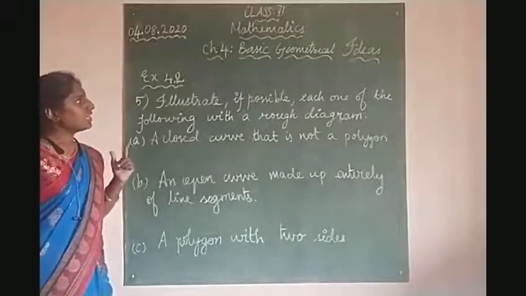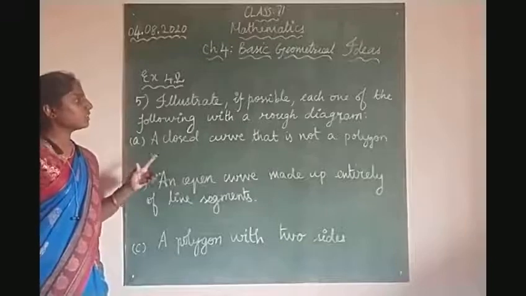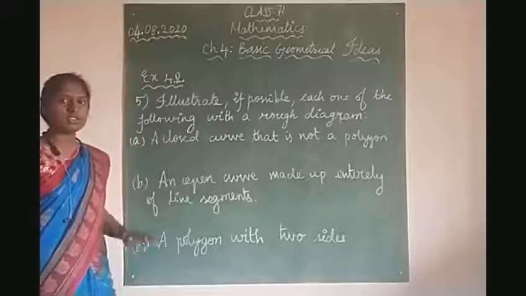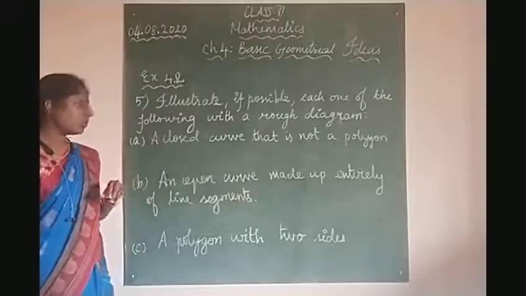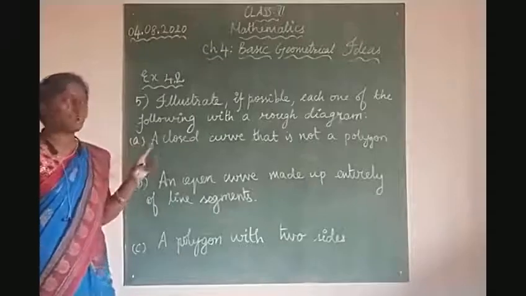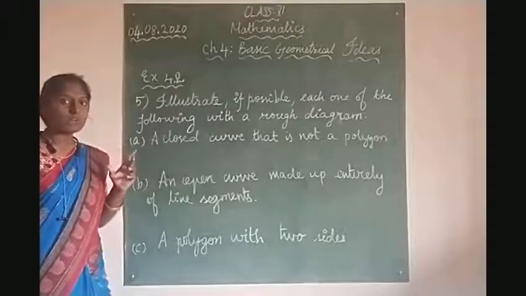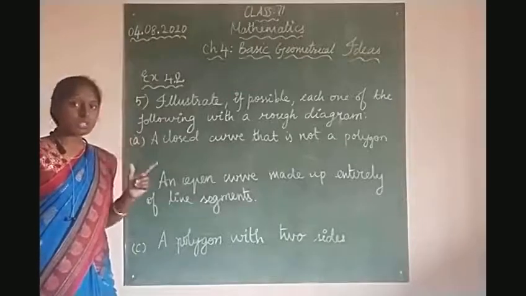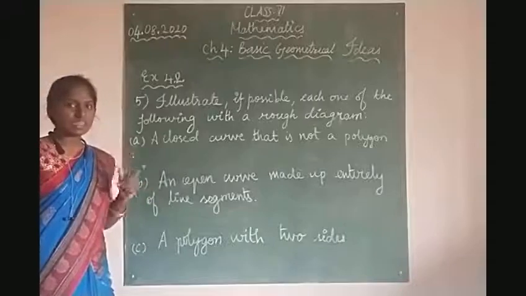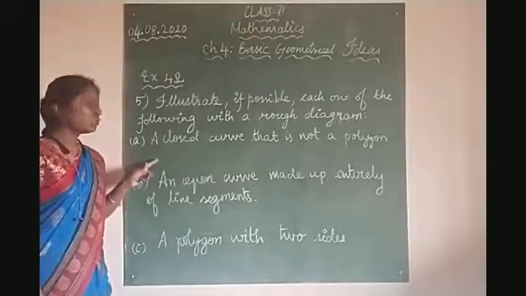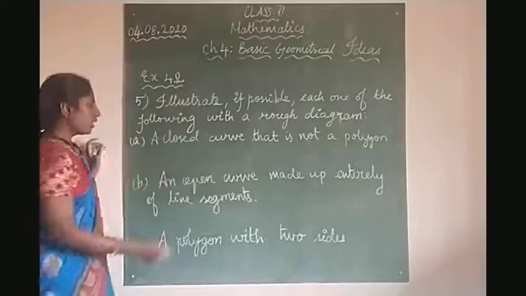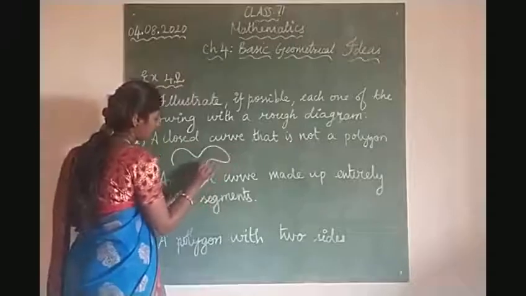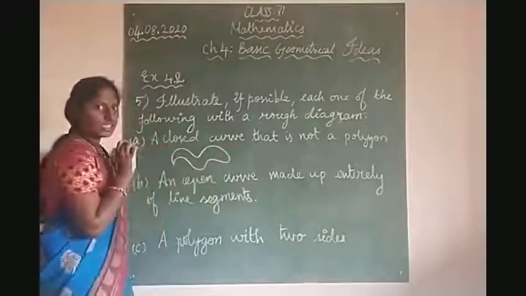This is the final question of exercise 4.2. Fifth one: illustrate, if possible, each one of the following with a rough diagram. We are given three subdivisions, and for all three we have to illustrate a diagram. First subdivision, a closed curve that is not a polygon. So what is a polygon? Any closed figure made up of line segments is known as a polygon. So we should not use line segments here. So look here. You can draw a closed figure in this way. This is not a polygon, right?